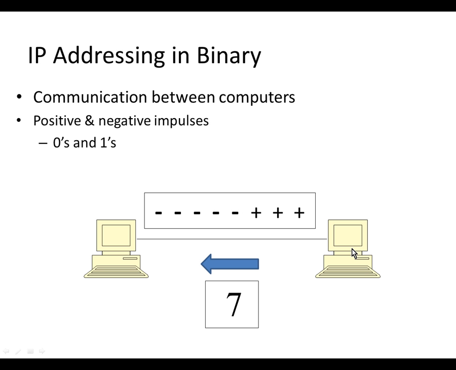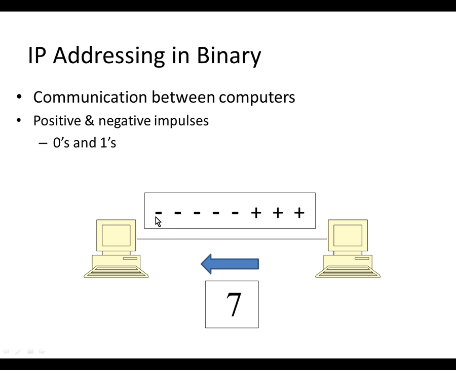Now, when one computer communicates with another computer, the only thing one computer can send to another computer is positive and negative impulses, which are represented as zeros and ones. So, if this computer can only send positive and negative impulses to the other computer, how can it possibly send the number 7? And the answer is different combinations of positive and negative impulses represent different values. So how is it that 5 negative impulses and 3 positive impulses represents the number 7? So this is binary math.